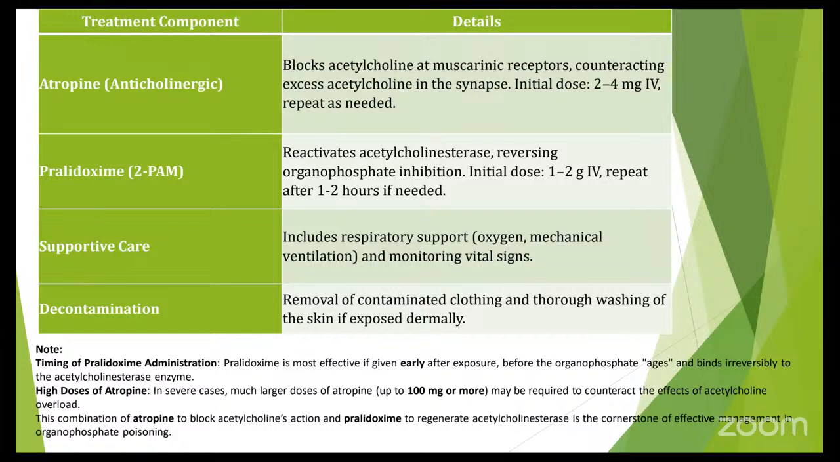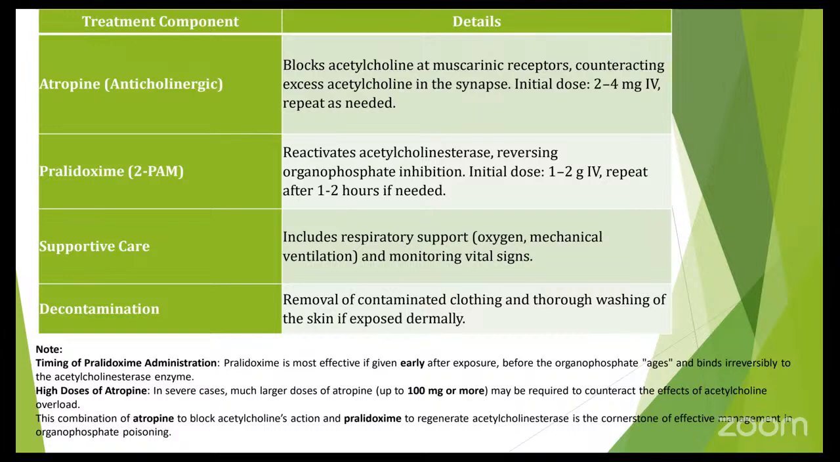Then, decontamination of the skin, stomach, and eye as indicated. And symptomatic treatment, for example, inhalation of oxygen, can also help. Note that pralidoxime administration is most effective if given early after exposure, before the organophosphate ages and binds irreversibly to the acetylcholinesterase enzyme. We have studied the aging, right? So before that happens, we have to give it. And in several cases, much larger doses of atropine, up to 100 mg or more, may be required to counteract the effects of acetylcholine overload.